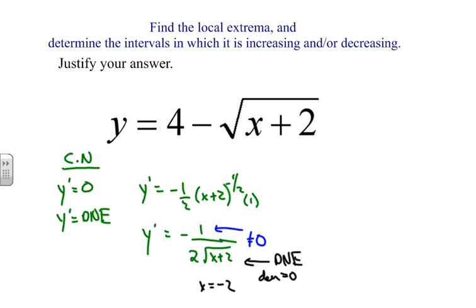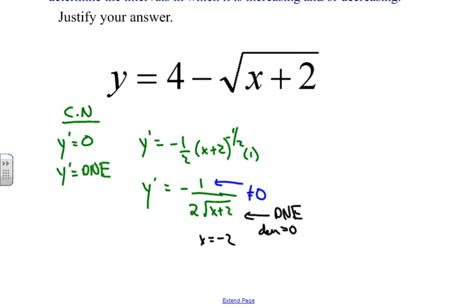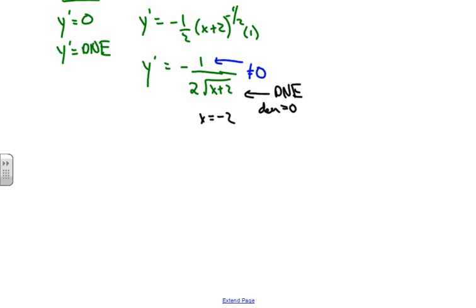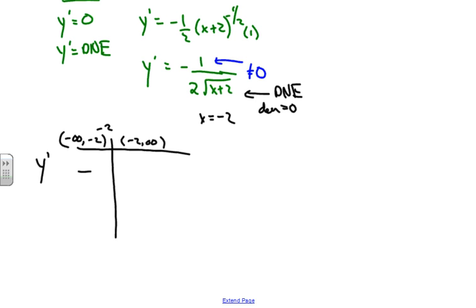So we go over here, and we are going to do our sign chart. We're going to plug in the value negative 2: we have negative infinity to negative 2, and negative 2 to infinity. When we plug this in for our y prime, we plug in 0, and we realize that when we plug in 0 right here, we get a negative value.